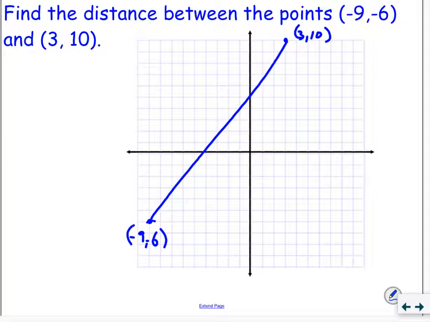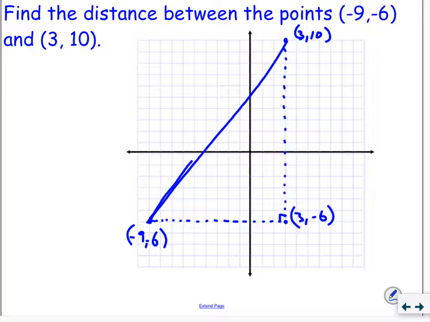It's hard for me to count boxes going up this way here. It's really tough for me to do that because I don't know how far a box is if I'm going diagonally. So that's going to be tough to do. But I can go horizontally and I can go vertically. So notice at this point here, which makes a right angle with the 2 other points, it looks like it's at the coordinates 3, -6.